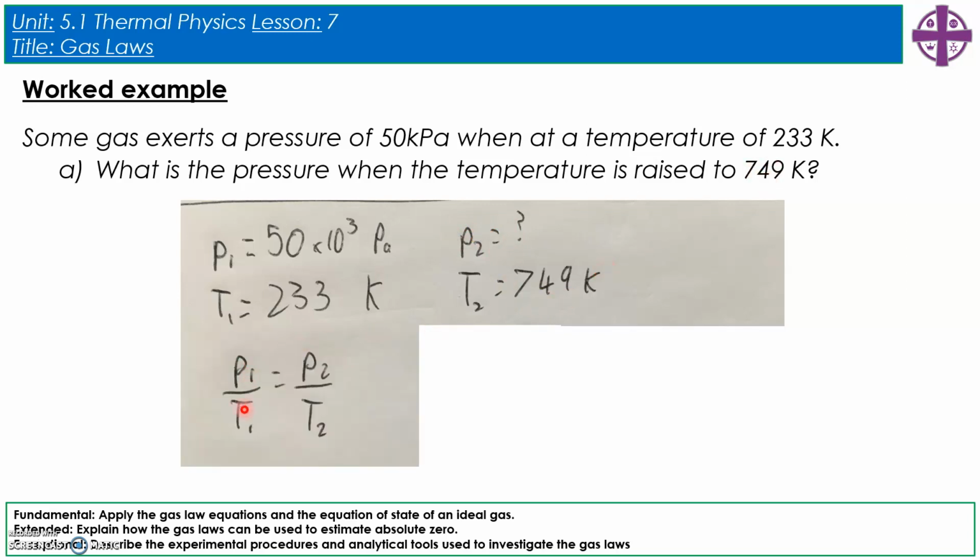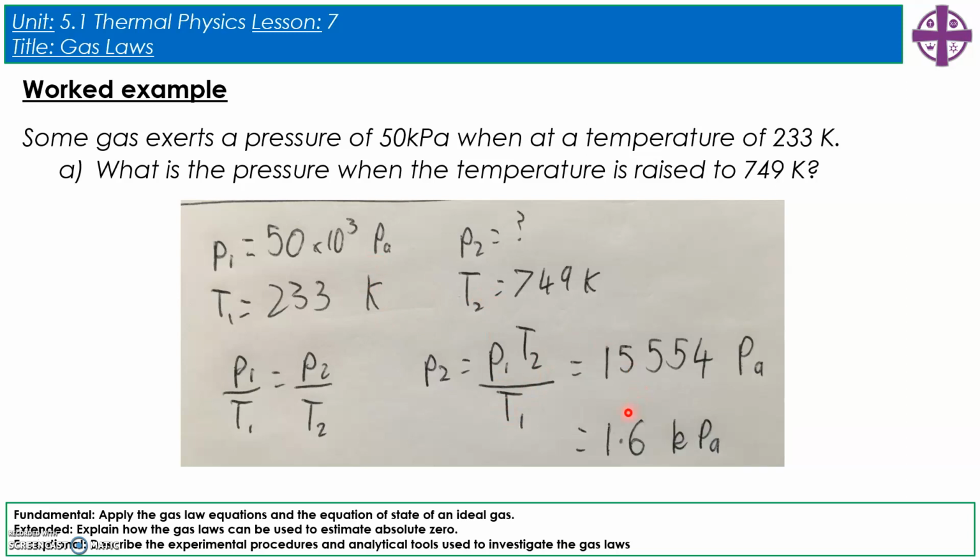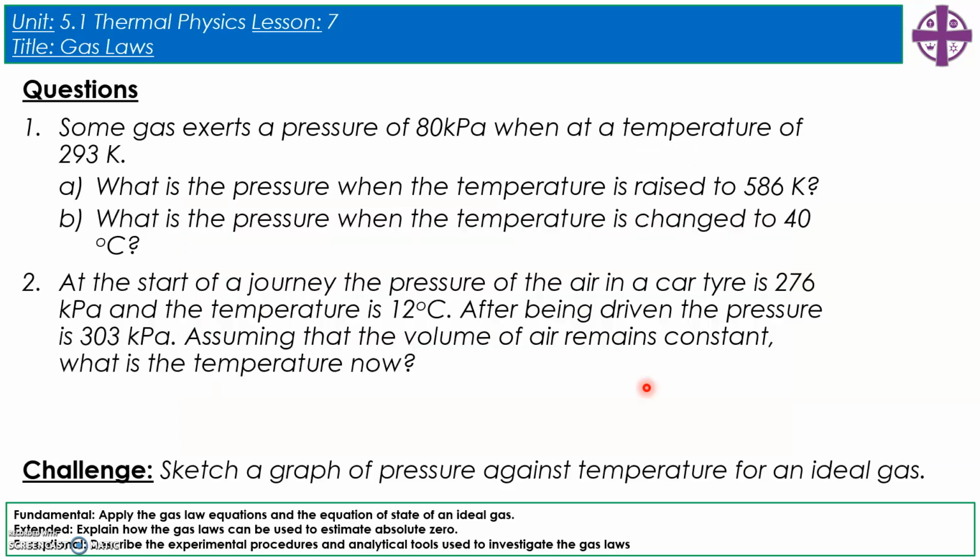The equation was P1 over T1 equals P2 over T2, and I'm going to rearrange that to get P2 equals P1 T2 over T1. Substitute in all my values, and I get about 1.6 kilopascals. Oh, sorry, I think I've got that wrong there. That should be 16 kilopascals. That's my mistake. So ignore that decimal there. It should be 16 kilopascals.